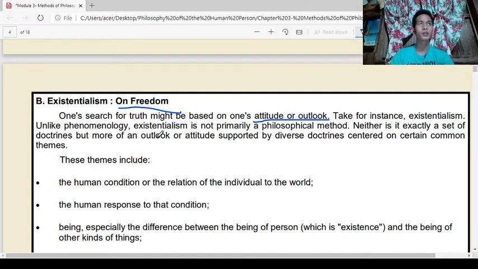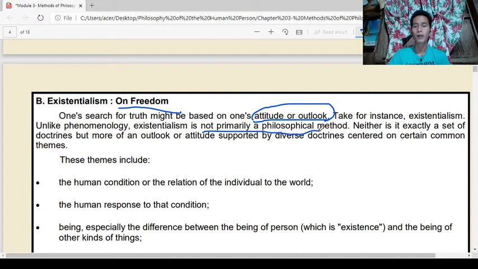So in phenomenology, one's search for truth is based on evaluating personal consciousness of a particular thing. In existentialism, one's search for truth might be based on one's attitude or outlook. Nakadepende sa imong attitude o imong outlook, panglantaw, imong pananaw. Take for instance, existentialism. Unlike phenomenology, di ba? Dili pareho ni phenomenology. Existentialism is not primarily a philosophical method.